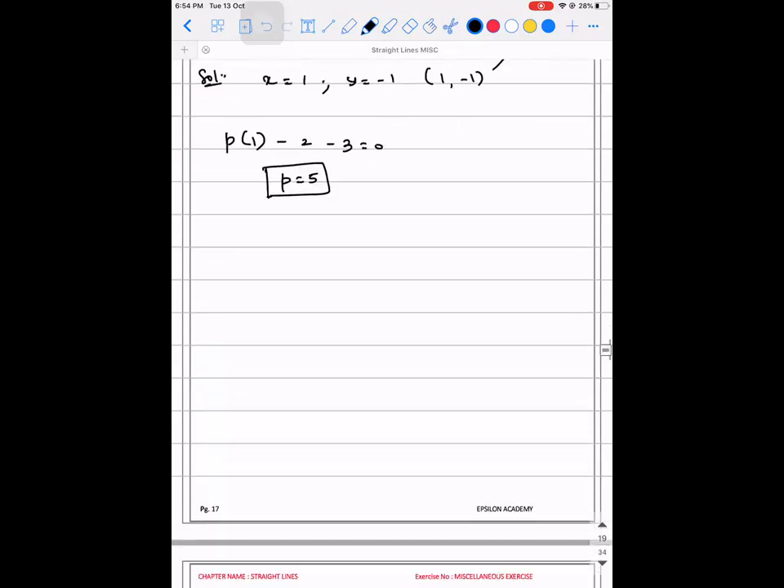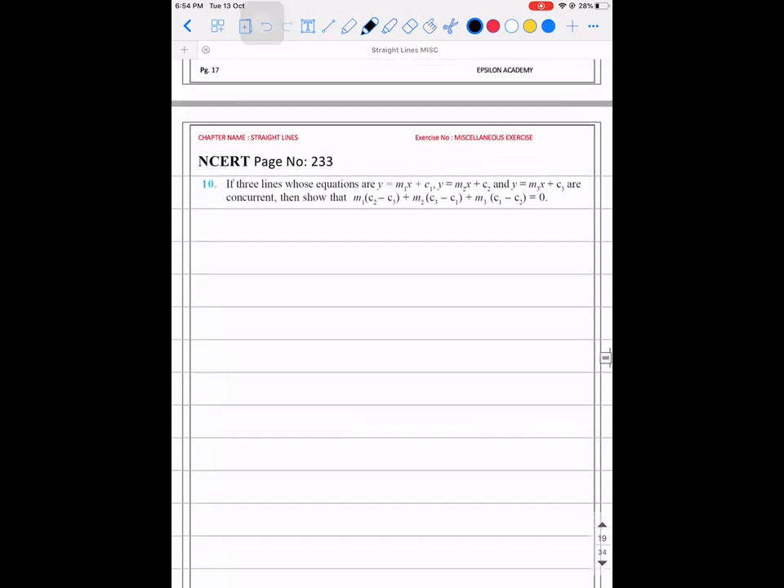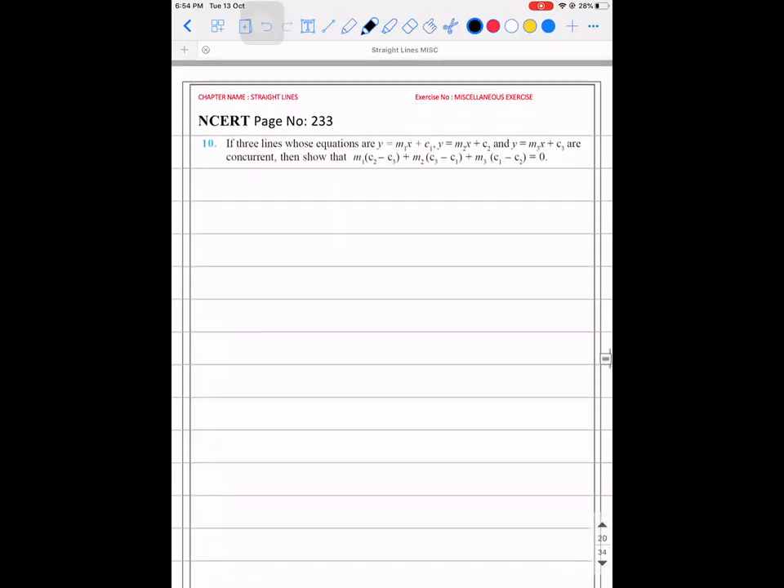Is it right? Now you guys try it. So again, they are using the word concurrent. If the three lines whose equations are y is equal to m1x, y is equal to m2x plus c, and y is equal to m3x plus c are concurrent, show that this condition is satisfied. So solve these two equations and substitute the value of x and y in the third equation. So this problem I will do, observe.